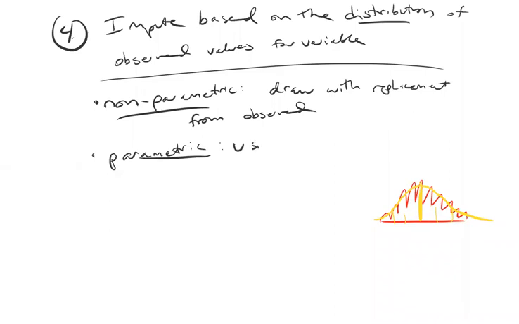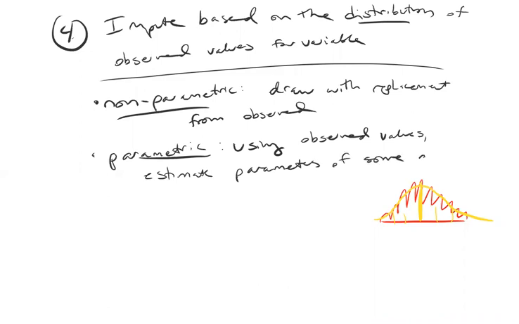So I'm going to say, using observed values, estimate the parameters of some appropriate famous distribution, some famous distribution that you feel the data seems to follow. And draw from that distribution.